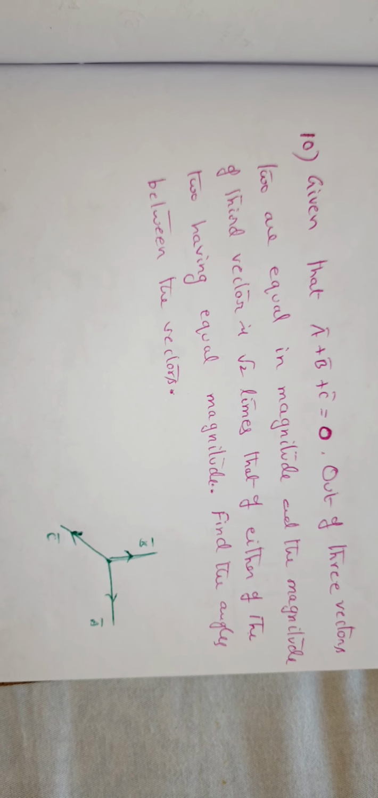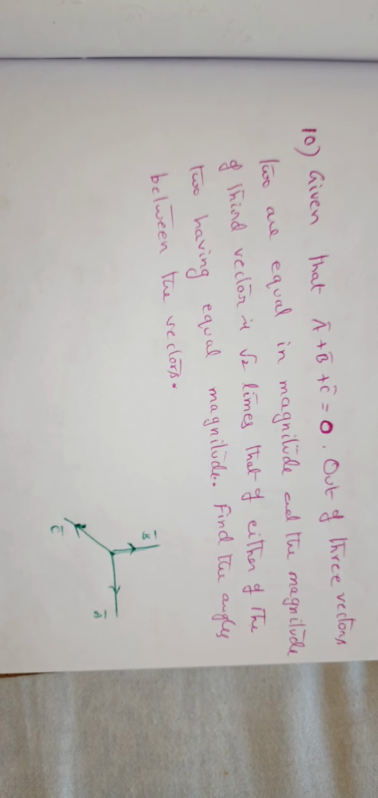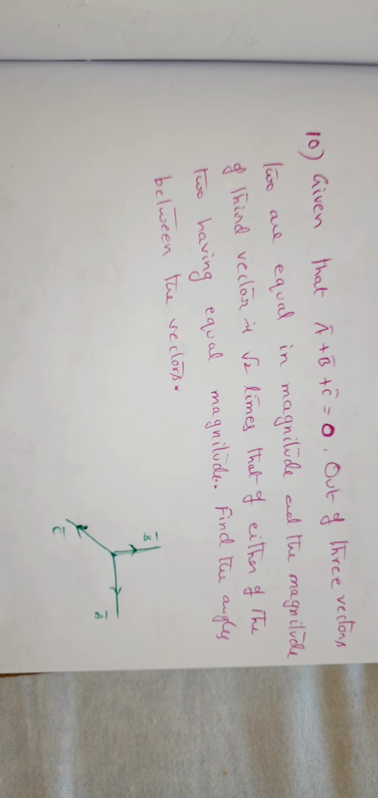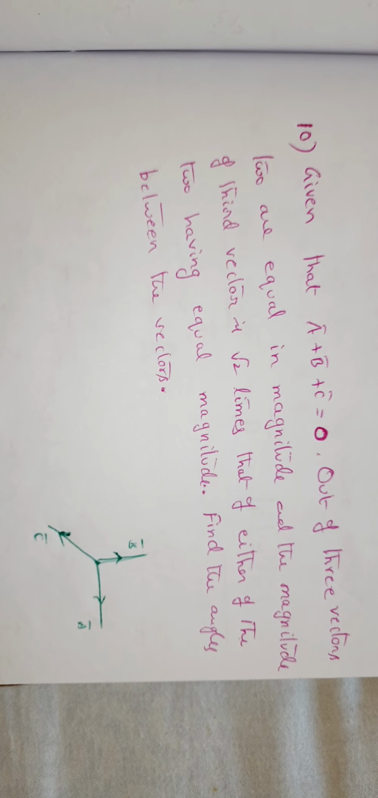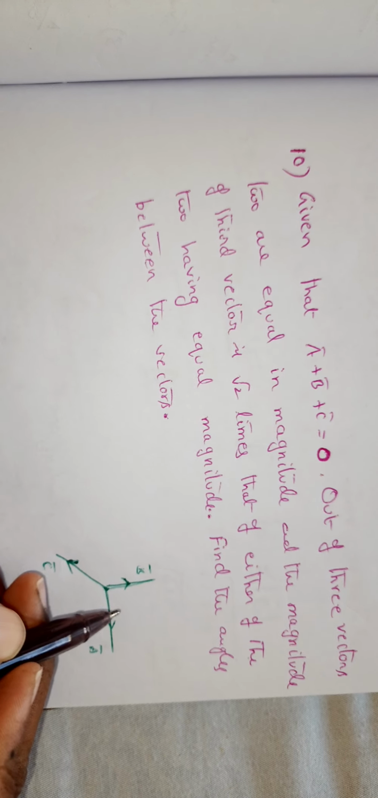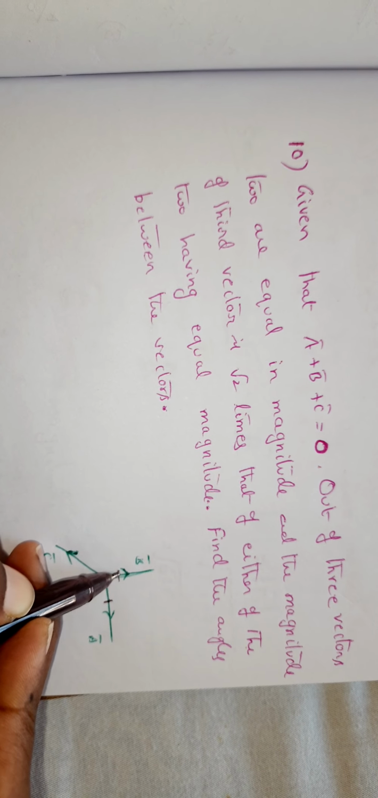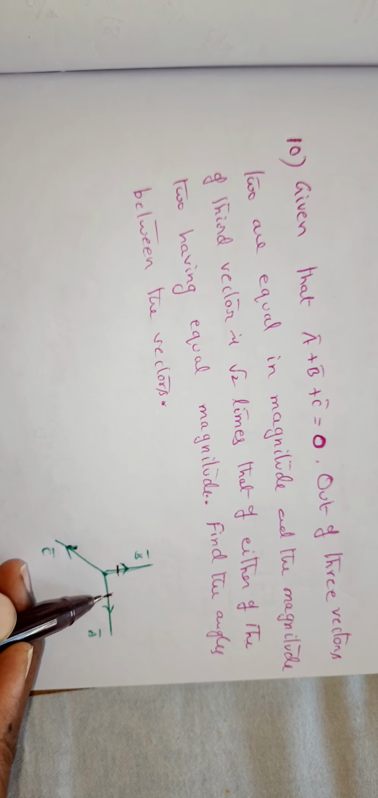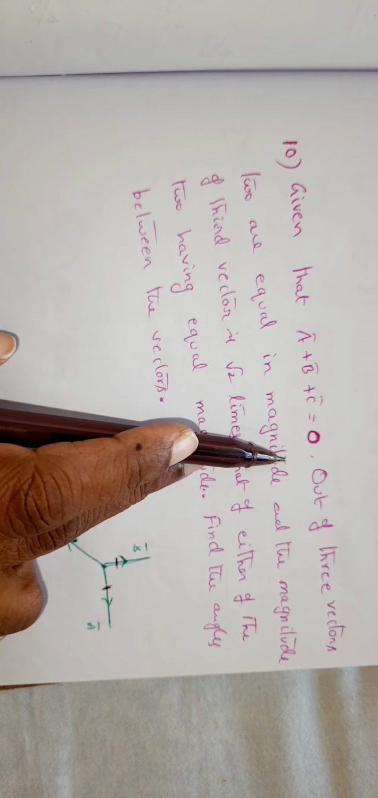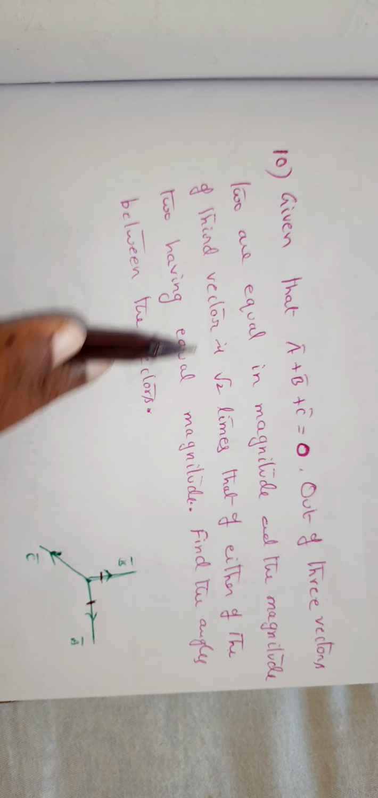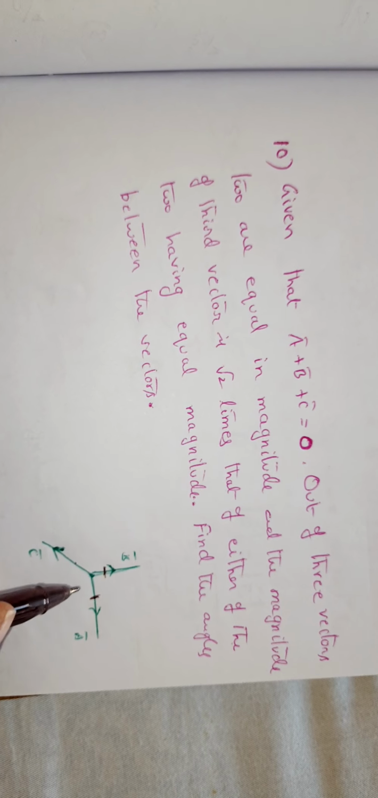Here, given that a bar plus b bar plus c bar is 0, it looks like a Lami's theorem application. Out of 3 vectors, 2 are equal. So let us suppose that a bar is equal to b bar, equal in the sense of magnitude only. Equal in magnitude, and the magnitude of the third vector is root 2 times of either.